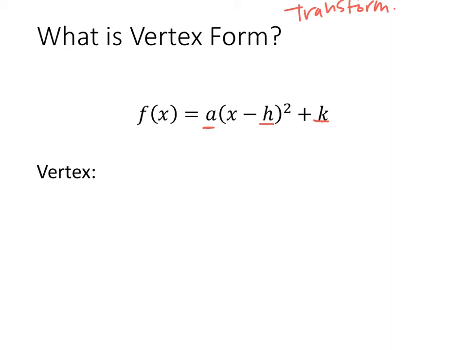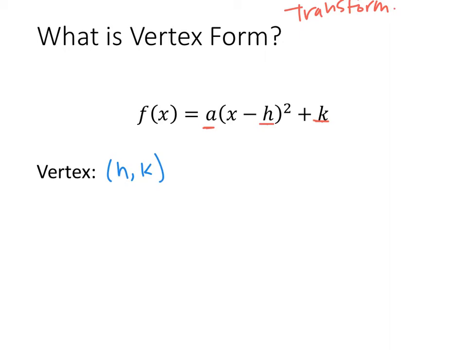And so, first of all, from it being vertex form, one of the first things that it tells us is the vertex. And our vertex will have the coordinates (h, k). So when I look at the vertex, my vertex will be the number from h and the number from k. And we'll talk about how to read that information in just a little bit.